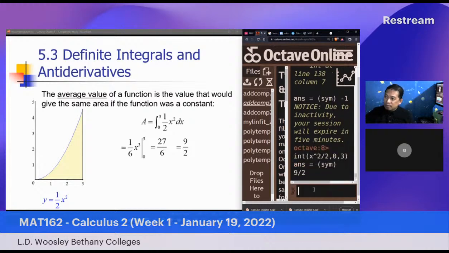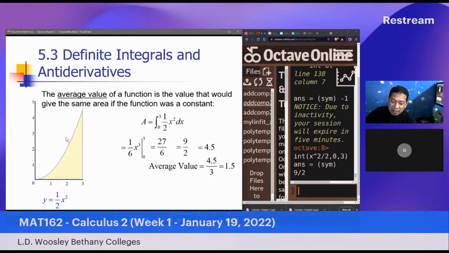Nine halves, or 4.5. Now, the average value per interval. Because we assume 3 intervals here, from 0 to 1, 1 to 2, 3 to 4, at an average, if you represent it as a rectangular area instead of following the shape of this, it could be an average of 3 rectangles that have 1.5 area each. So ganun yung mangyayari. Yun yung implication ng average value.